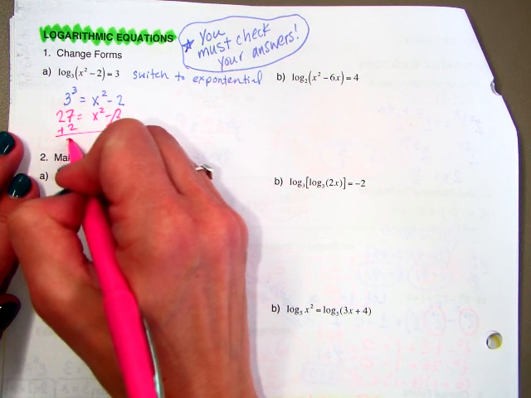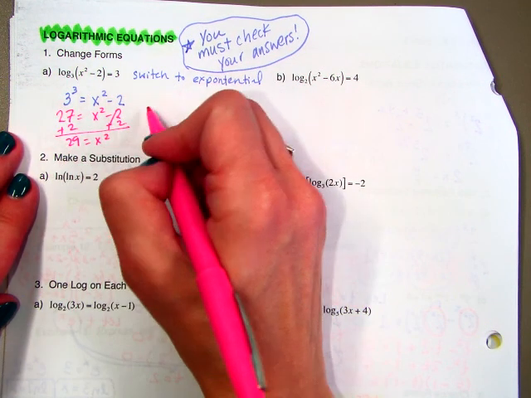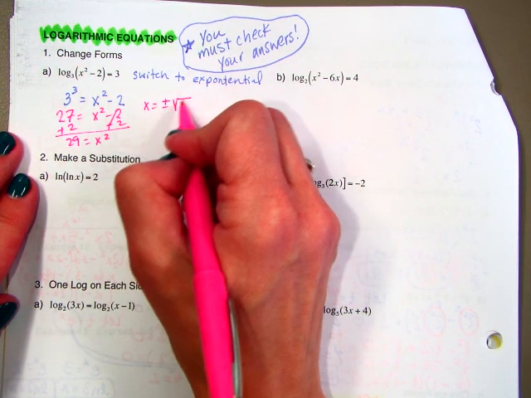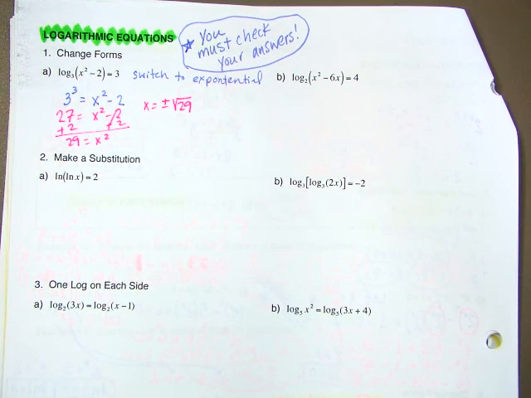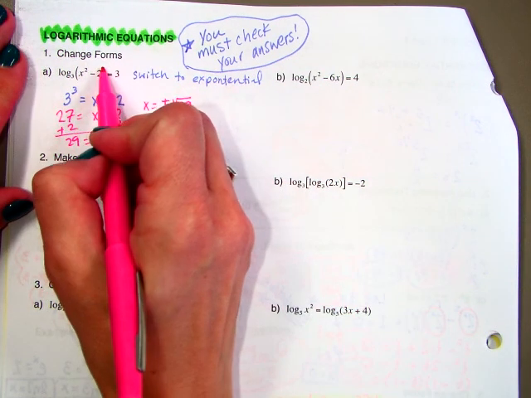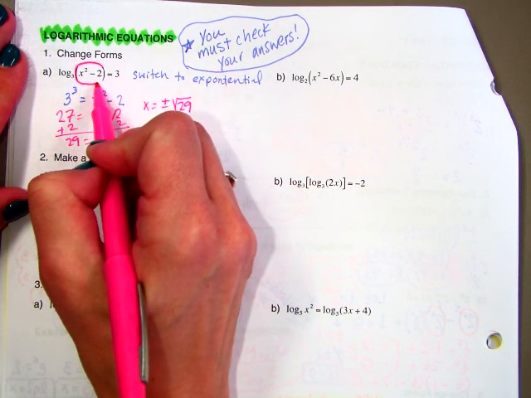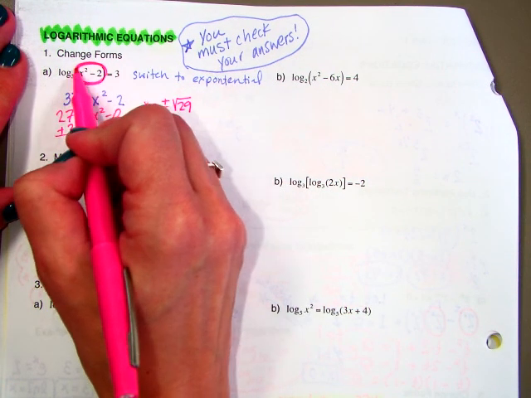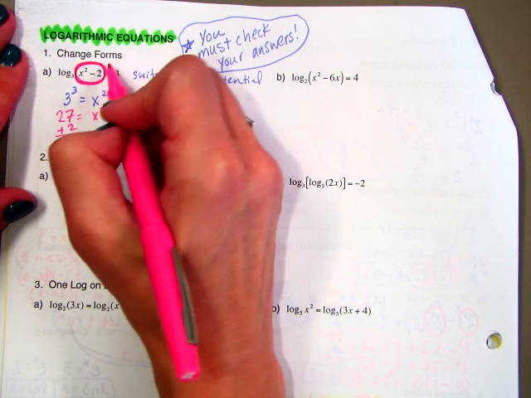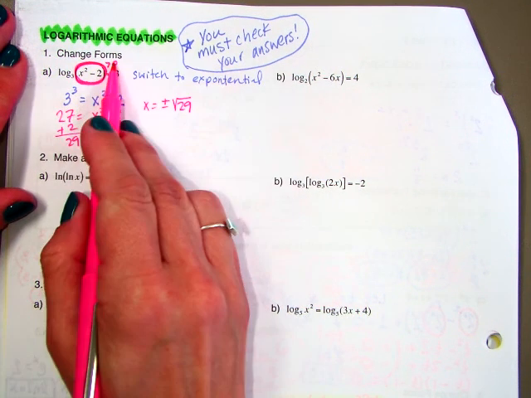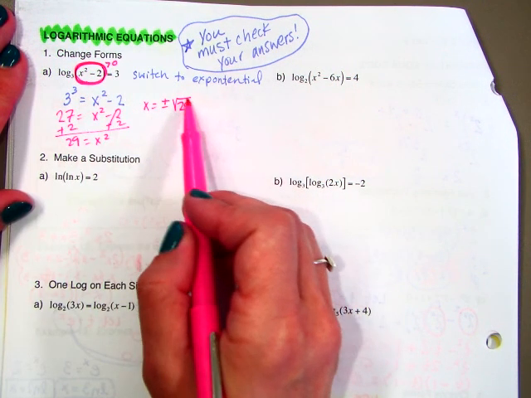Okay, so now we've got to check to see if they work. What are we checking for? You're checking for that domain. What did we say about the argument of a log? What does it always have to be? Greater than 0. This always has to be positive. So that's what you're checking. If I take this number and plug it back in, will this still be positive? And if they both work, you're good, and you're done.